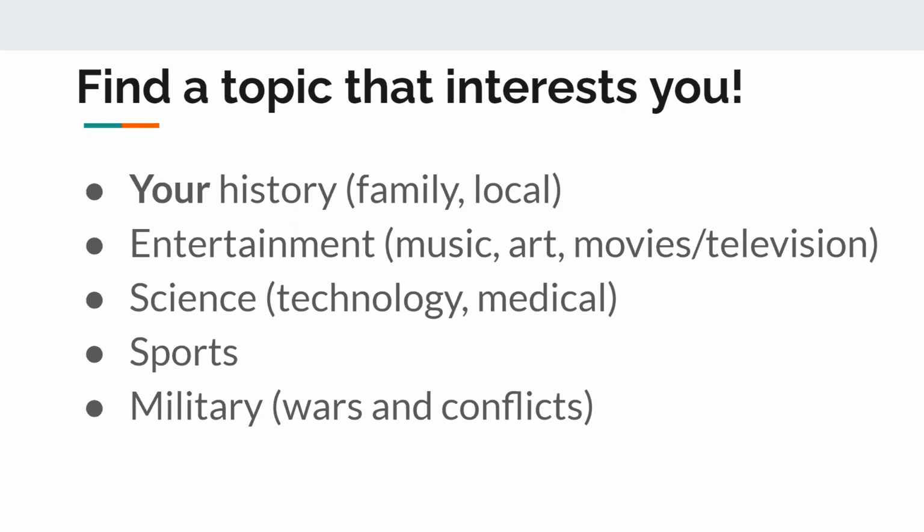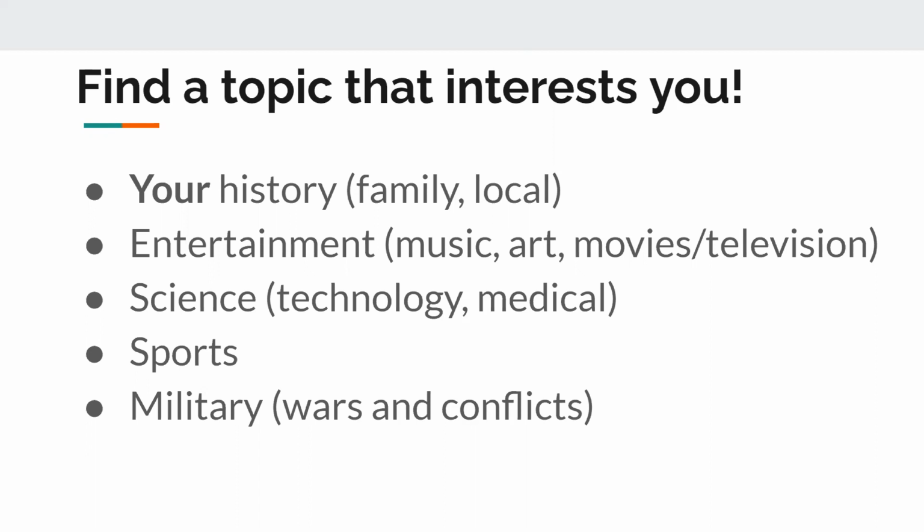So some ideas of areas that you can pull from is your own history, right? Like your family history or local history of the area around you. That's a great way to make a connection to your community, is to delve into what happened in the area that you lived at. Another one is entertainment: music, art, movies, and television. Everyone loves that entertainment, and so that will be a good way of kind of thinking of a topic.